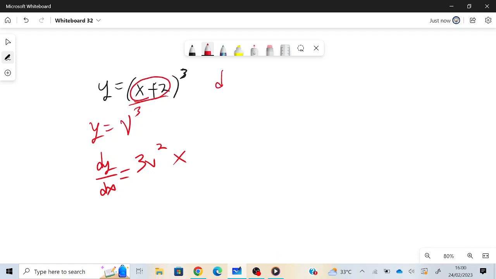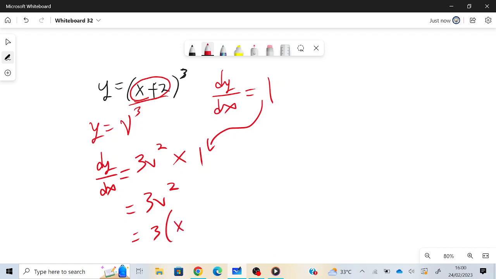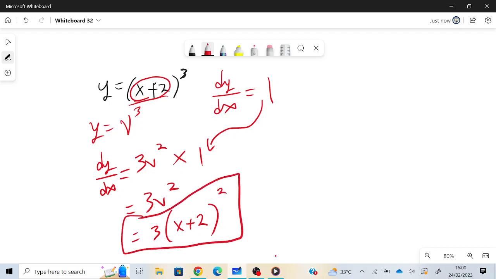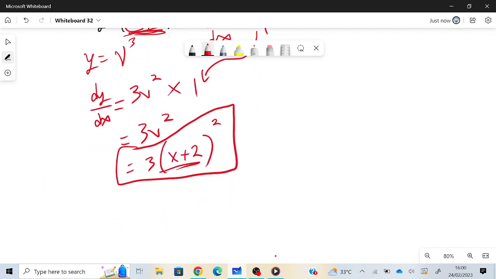If I try to find the dy/dx of x plus 2, that's simply 1, because differentiating x would give you 1 and you cannot differentiate a constant term. So just times this by 1 again, and this will still give me 3v squared, but then write it in the correct form. That's 3 into (x plus 2) to the power of 2. One thing you may have noticed by now is that whatever is inside the brackets in the original equation is always also shown in the final answer.